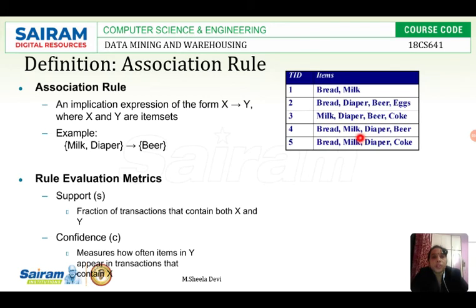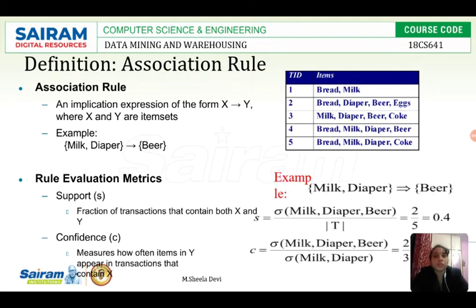So how many times are milk and diaper occurring? Milk and diaper are occurring 3 times. Out of those 3 times, how many times is beer occurring? Only 2 times. So milk and diaper occur in 3 transactions, but beer occurs only twice out of those 3. So 2 divided by 3 is the confidence.